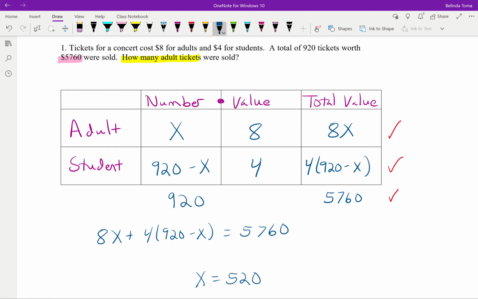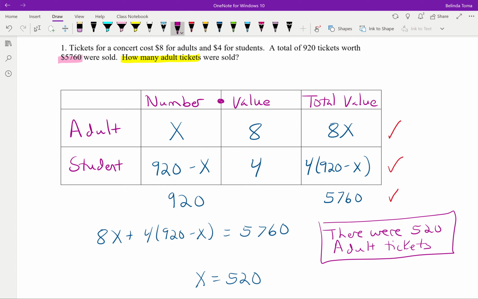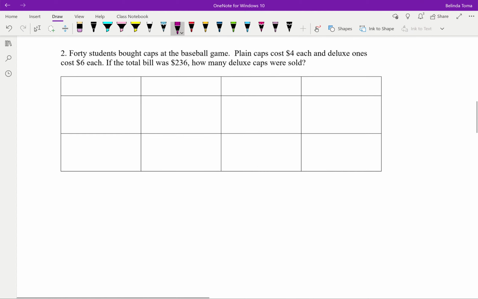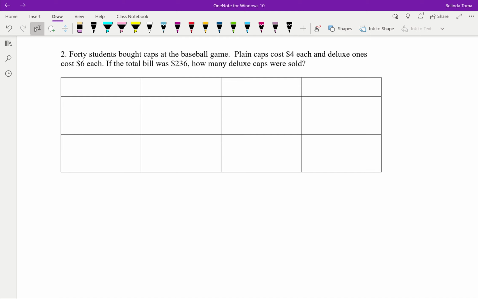So our answer here, because I assigned the value of the variable to be what we were looking for, it's a simple answer of there were 520 adult tickets. Always remember to answer the question that was asked. So in this question, I made my life a little bit easier by making my X what we were looking for. All right, so let's go ahead and look at number 2. And again, on most of these, I'm not going to do the solving, but rather just the setup.